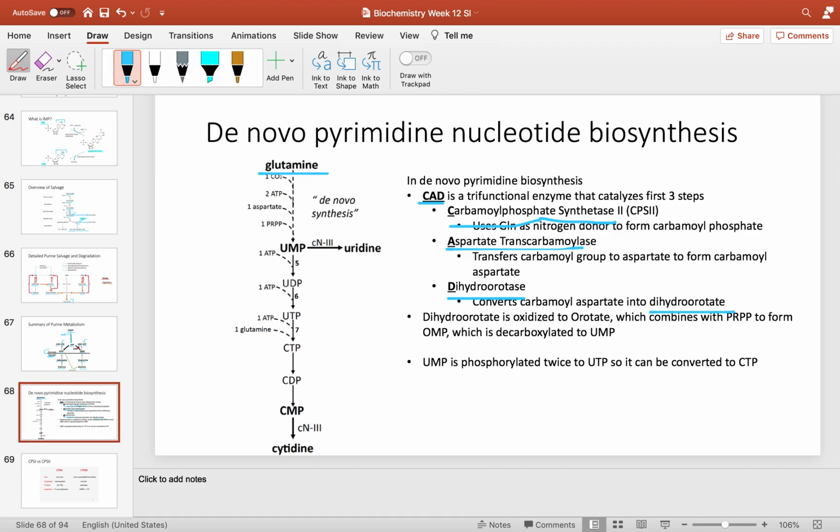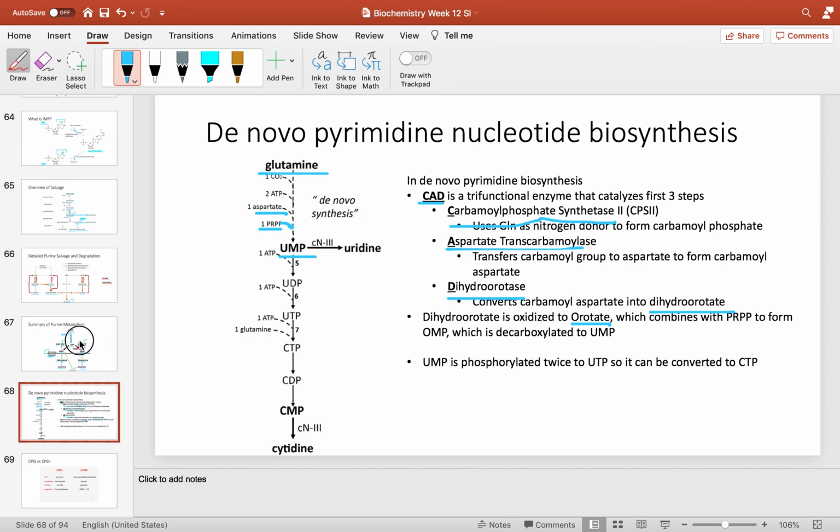And now this dihydroorotate can be oxidized to orotate, which then combines with PRPP, so that's this step over here. So this PRPP combines with orotate, and this forms OMP, which is then decarboxylated to form UMP. So you don't have to know these specific steps, just know that CAD catalyzes the first 3 reactions, and we see that amino acids are used in this. And then it undergoes a series of steps to form UMP, which is the uridine monophosphate.